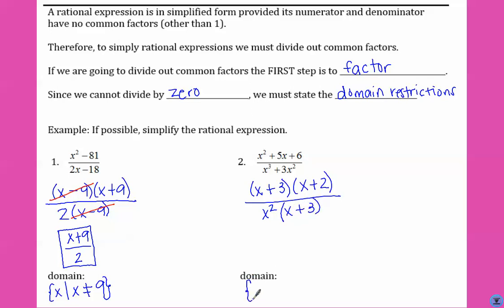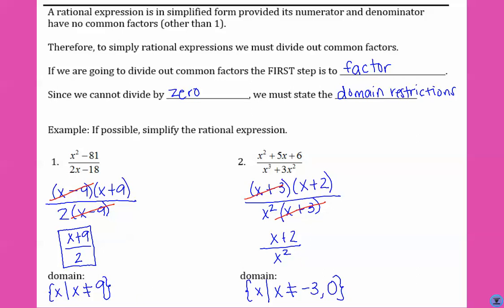Then we state our domain restrictions, x such that x cannot equal. The number that is going to make this parentheses 0 would be negative 3. And then because of this x squared out here, what squared gives us 0? That would be 0. Now we can cancel common factors, which would be the x plus 3's, and we're left with x plus 2 over x squared.